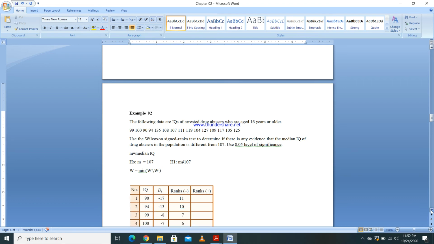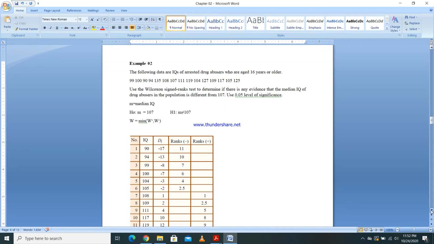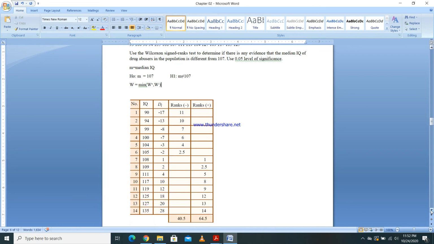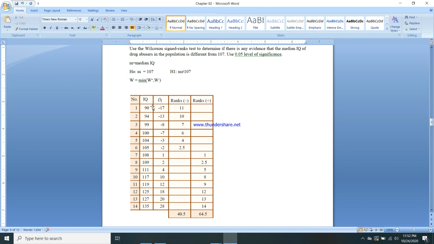Right, for the time being I'll show you my calculations. So you can see the data set. The first value is 90 when you arrange it in ascending order. So you have to subtract 107. So that is minus 17. 94 minus 107 is minus 13. 99 minus 107 is minus 8. Likewise, we have all the differences. And then we can put the ranks.